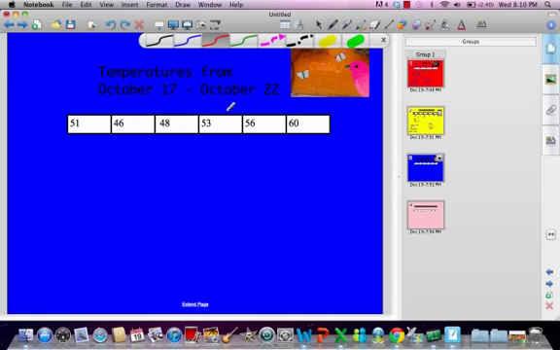Again, put these in order from least to greatest. If you want to pause the video and try this problem on your own, I'm going to do the same thing. Find the range and then find the interquartile range. See if you can do it on your own now, and then you can check by playing the video once you've figured it out.